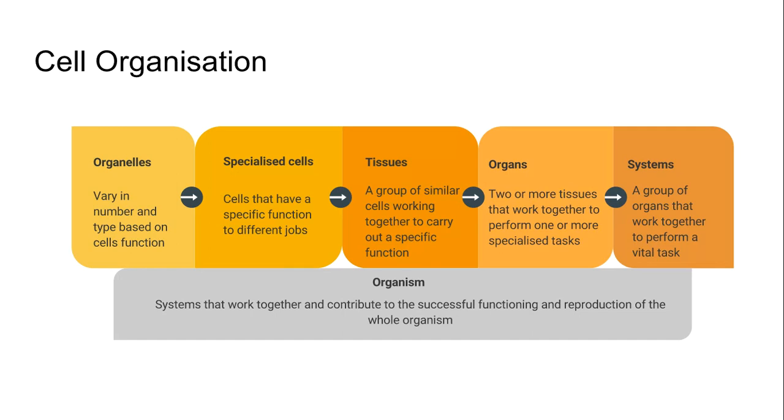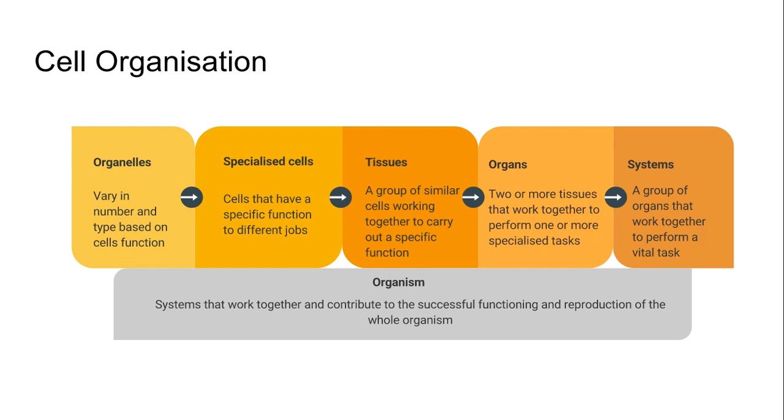Here we see a little bit of a chart on how cells can be organized, and we go from the smallest level on our left all the way to the largest level on our right that flows into a whole organism. So within a whole organism, they have organelles, and they vary in number and type based on the cell's function. Organelles are then made into specialized cells, and these cells have a specific function to perform different jobs. When there are specialized cells that form together, they form tissues, and these are a group of similar cells working together to carry out that specific function.